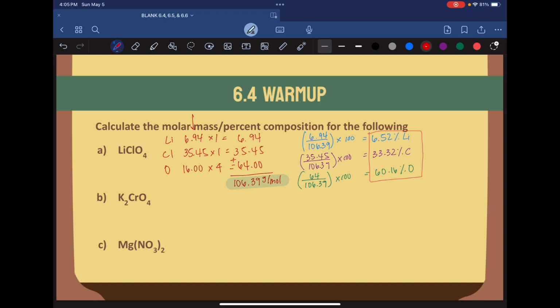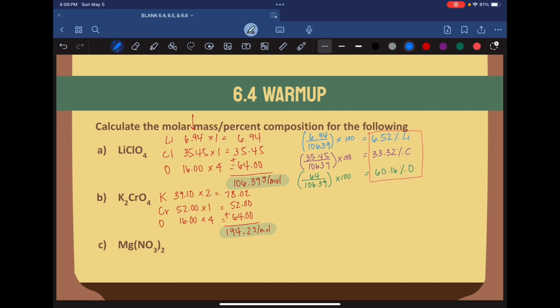Let's do the next one, which is potassium chromate. I have potassium, and that's 39.10. There's 2 of them, so I'd get 78.02. Cr is chromium, and that's 52 on the periodic table, times 1, so it's just 52. Oxygen we know is 16. There's 4 of them, 64. Again, we add them all together, so we're going to get 194.2 grams per mole. That right there is your molar mass.